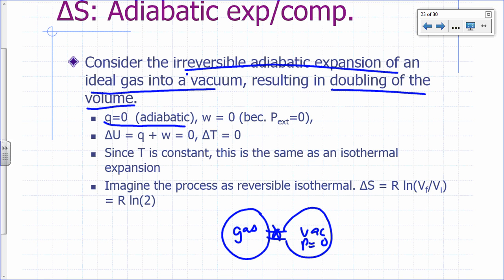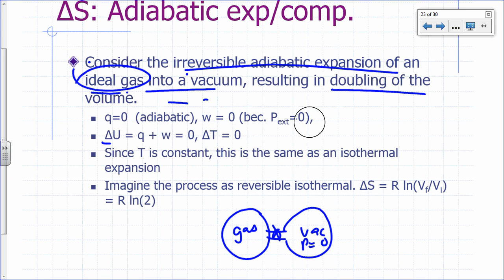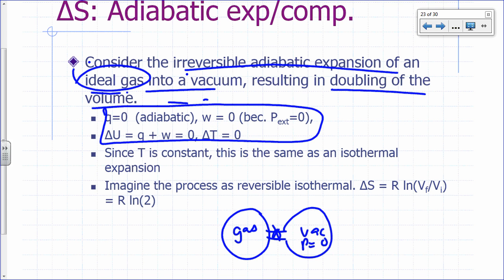So Q equals 0, adiabatic, right? So W, why is W 0? It's expanding into a vacuum. External pressure is 0. So W is also equal to 0. So delta U for this process is also 0. Delta T is 0. This is an ideal gas. Okay? We've dealt with this earlier this semester, so all of this you should already know.